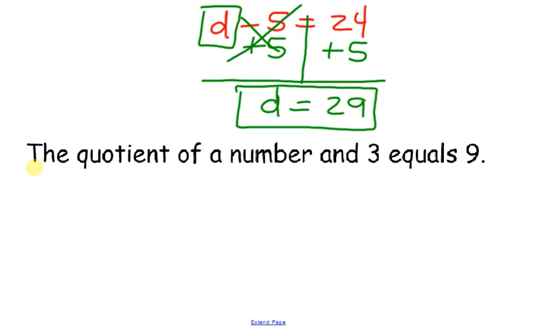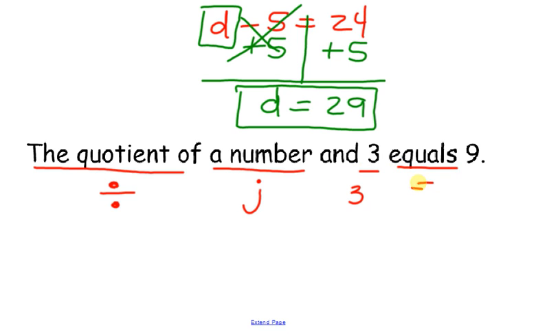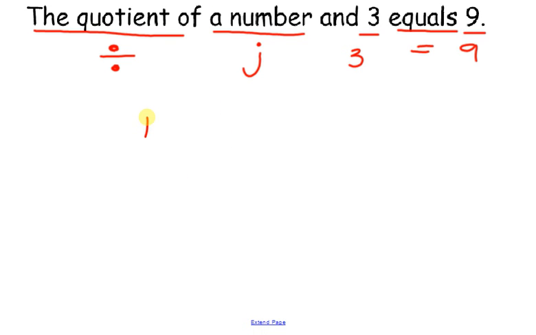All right, so here we have the quotient of, and quotient is the answer to a division problem. So division, a number, I'm going to use J. And 3 equals, that one's an easy one, 9. So we have the division of J and 3. So remember, there's two ways you can write this. You can write J fraction bar 3 equals 9, or you can write J divided by 3 equals 9.